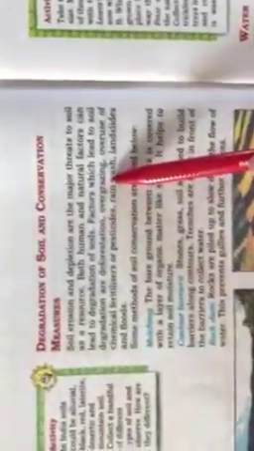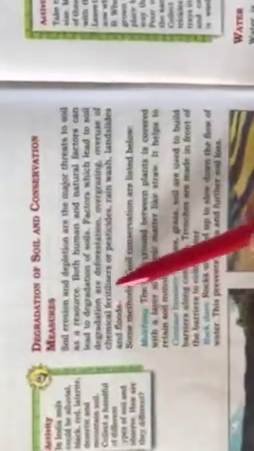Factors which lead to soil degradation are deforestation, overgrazing, overuse of chemical fertilizers or pesticides, rainwash, landslides and floods. So what are the factors that lead to soil degradation? Deforestation, cutting down of forests. Overgrazing means animals are grazing the land. Use of chemical fertilizers or pesticides. Rainwash, landslides and floods.